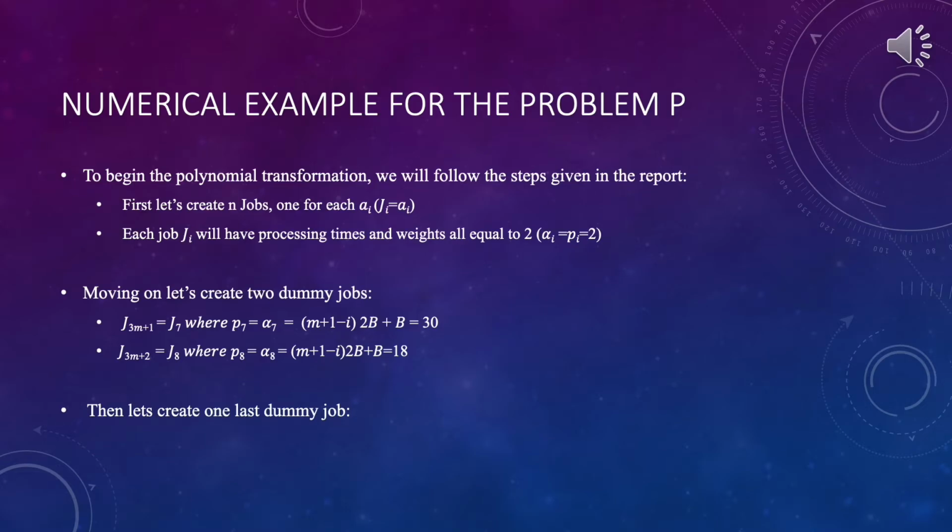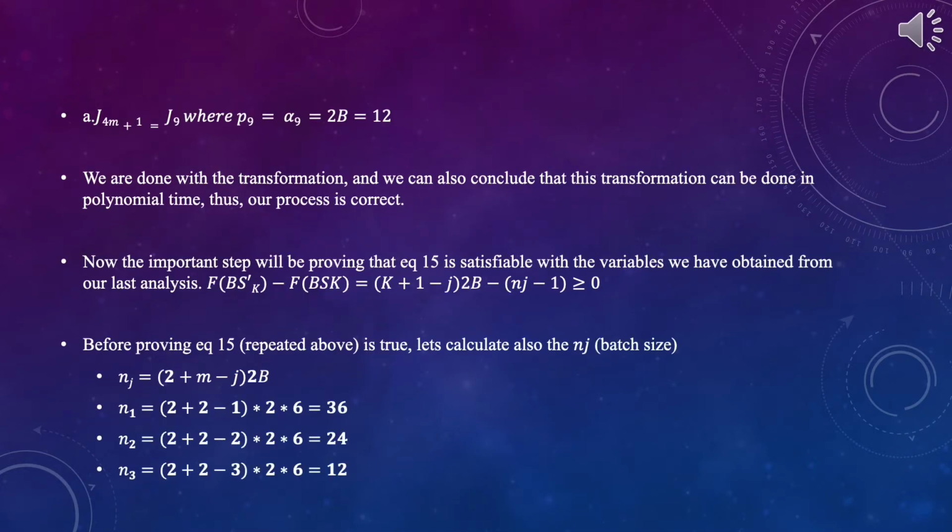And then we are going to use all the equations that were provided in the previous slides to verify whether this solution would hold for both the 3 partition and the 1 machine batching problem. So we create dummy jobs as well and set them to the required values per the instructions of the paper. So after creating all the required variables and dummy jobs, we can see that the transformation can be done in polynomial time, and thus our process is correct.